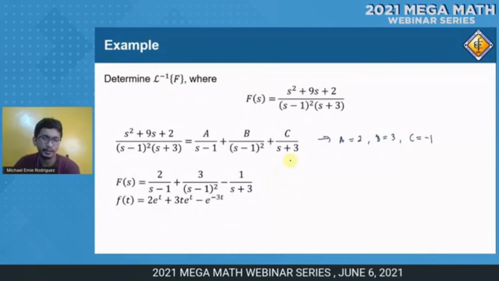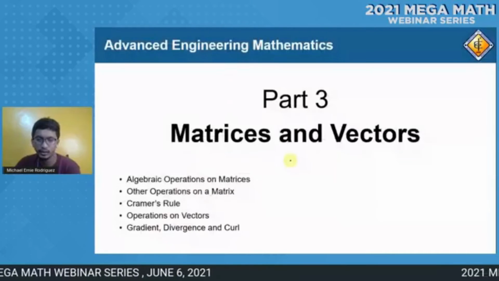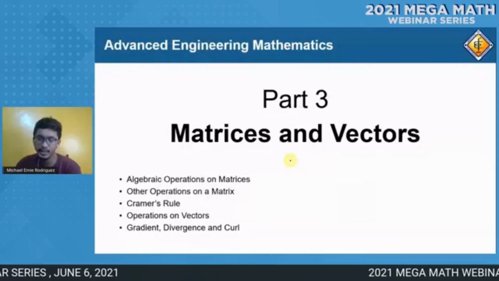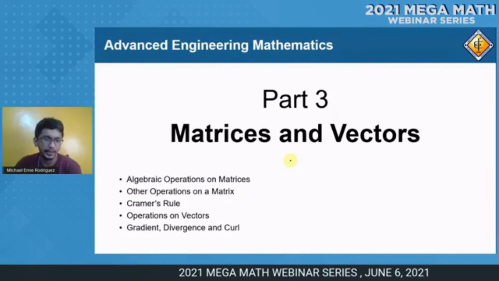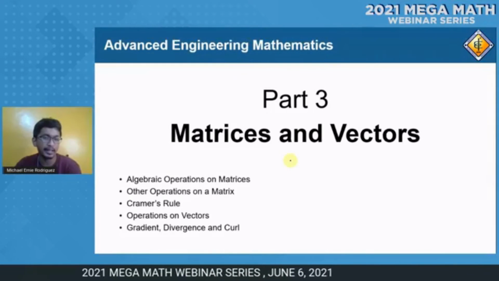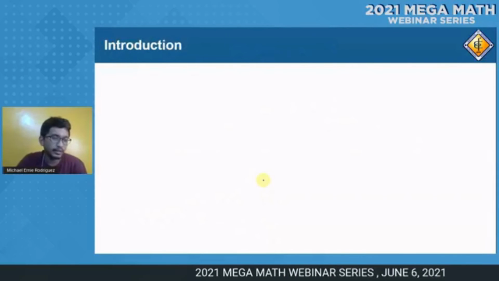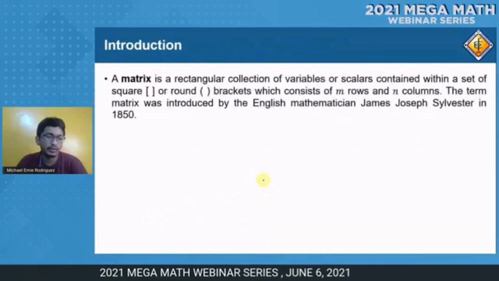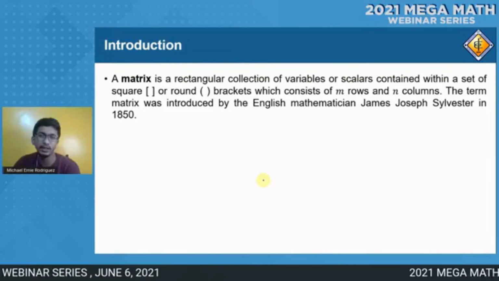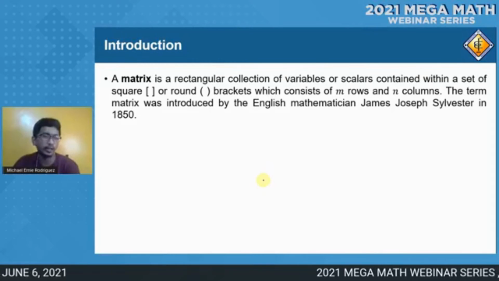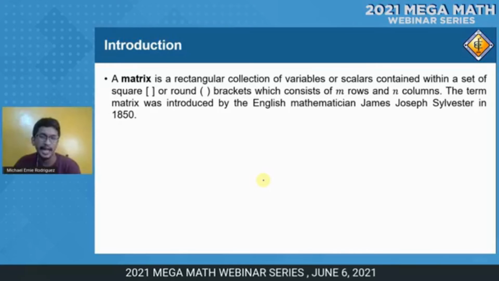discussion for this part. So, on the last part of the session, we will discuss matrices and vectors. Okay? So, sa part na to, dito marami-rami ring calculator techniques. Okay? So, let's proceed. So, introduction. So, your matrix is a rectangular collection of variables and scalars contained within a set of square or round brackets, which consists of m rows and n columns.